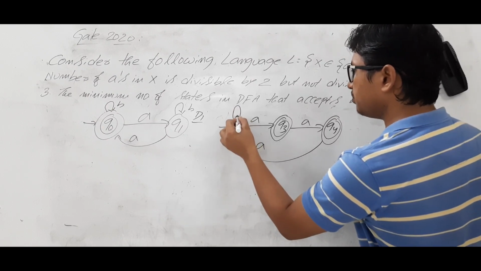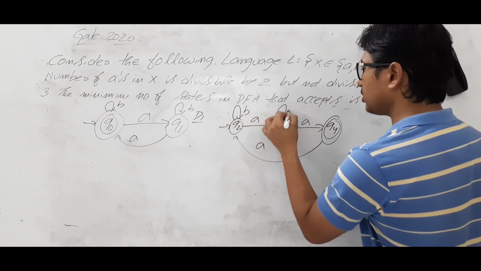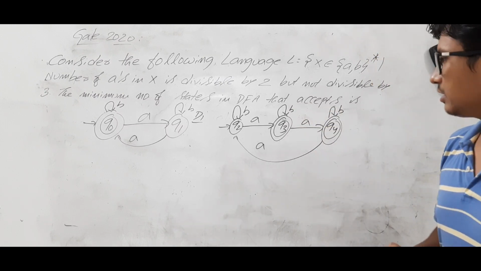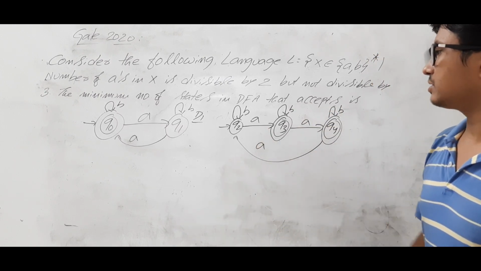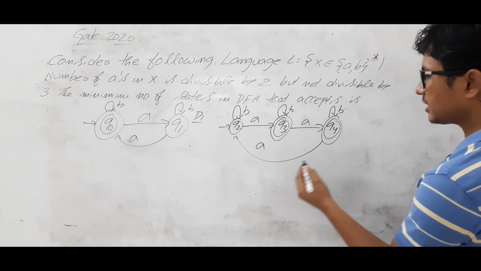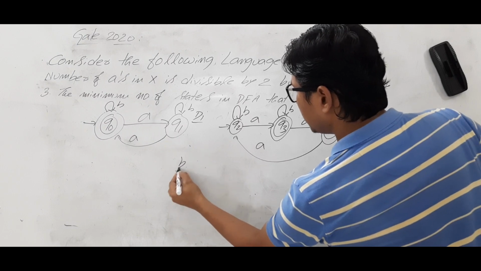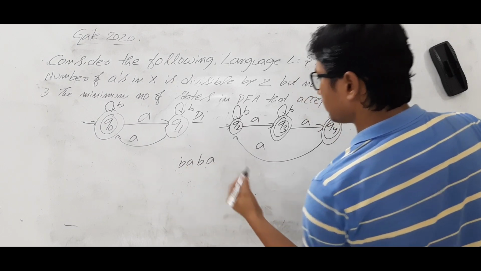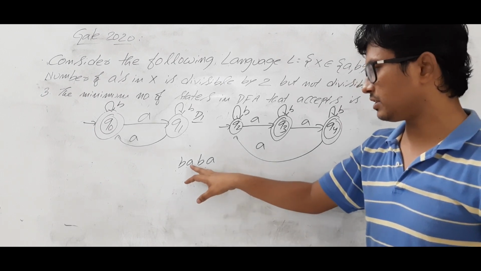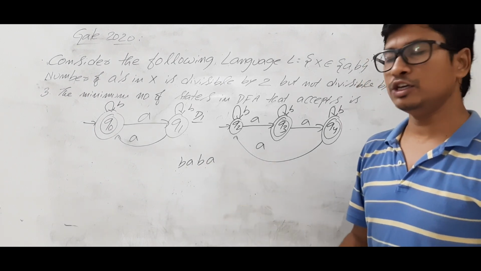What about the number of B's? There is no restriction on the B's, so I can directly write it like this. Is it clear? There is no restriction on the B's. Now we will check it. Let's take the string B, A, B, A. Is it successfully divisible by 3? No, it is not, because the number of A's here is 2.